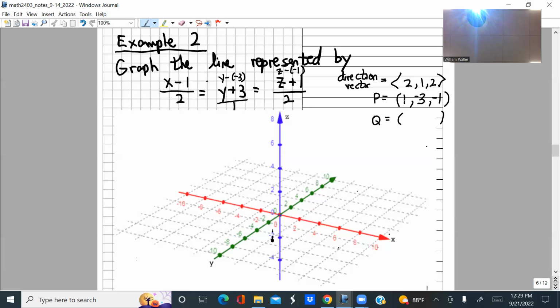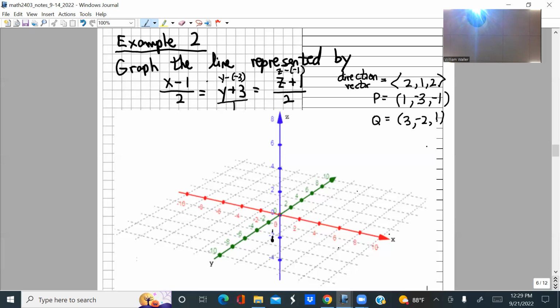So start here at 1, but go along the x-axis 2. So that would bring you to what? 3. And then start at minus 3 on the y-axis, but go 1 on the y-axis. So that brings you to what? Minus 2, right? And then start at negative 1 on the z-axis and go 2 units up on the z-axis, right? So that would bring you to 1.